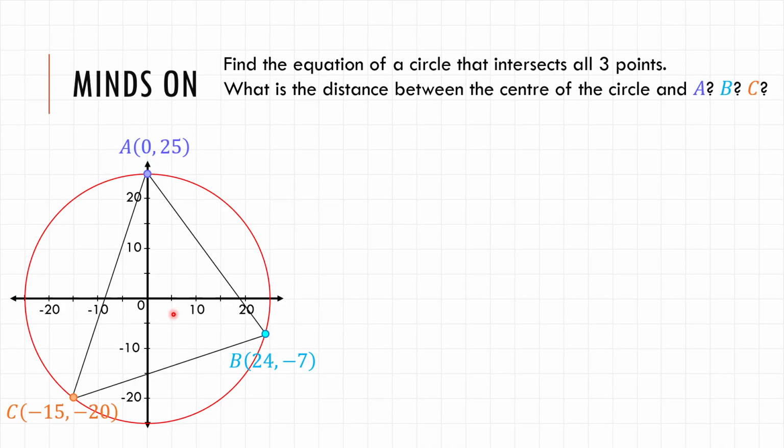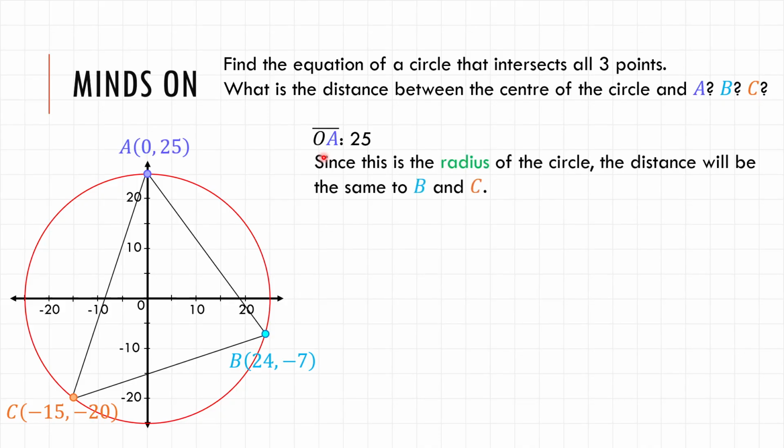Okay, well, the origin of this circle is right here at the center, and the distance from here to point A is 25 units, right? And that's pretty easy to see. It's just the coordinates of A right here. If the origin is here, then that distance must be just the y value of 25.